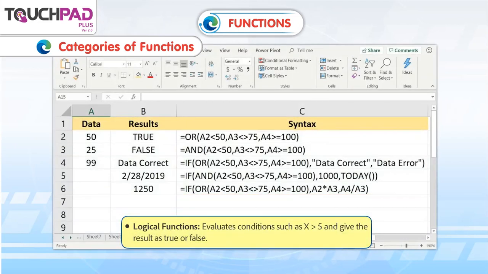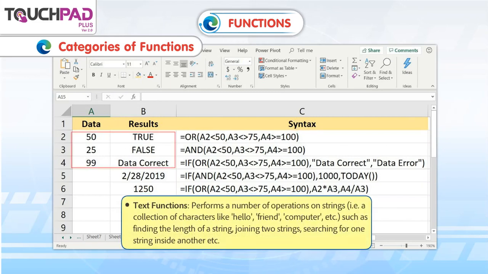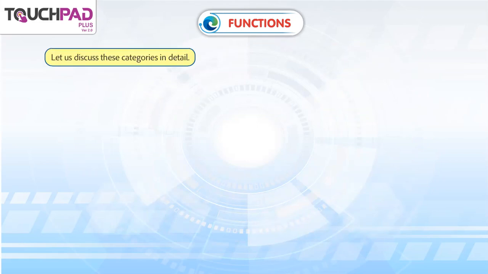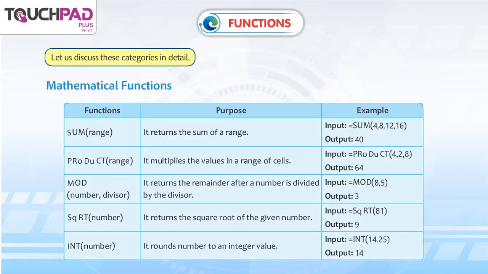Logical functions. Evaluates conditions such as x is greater than 5 and gives the result as true or false. Text functions. Performs a number of operations on strings, that is a collection of characters like hello, friend, computer, etc. such as finding the length of a string, joining two strings, searching for one string inside another, etc. Let us discuss these categories in detail.